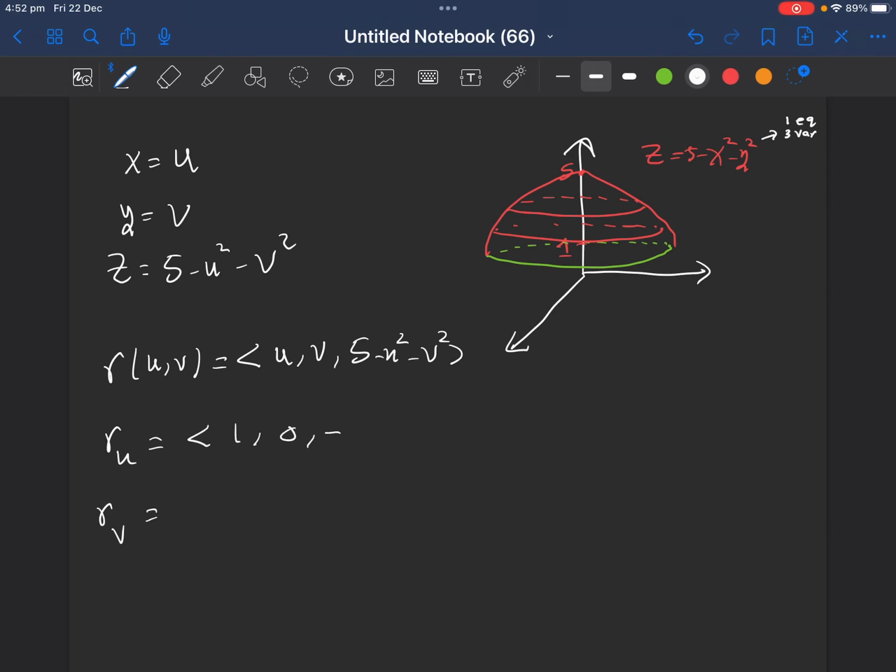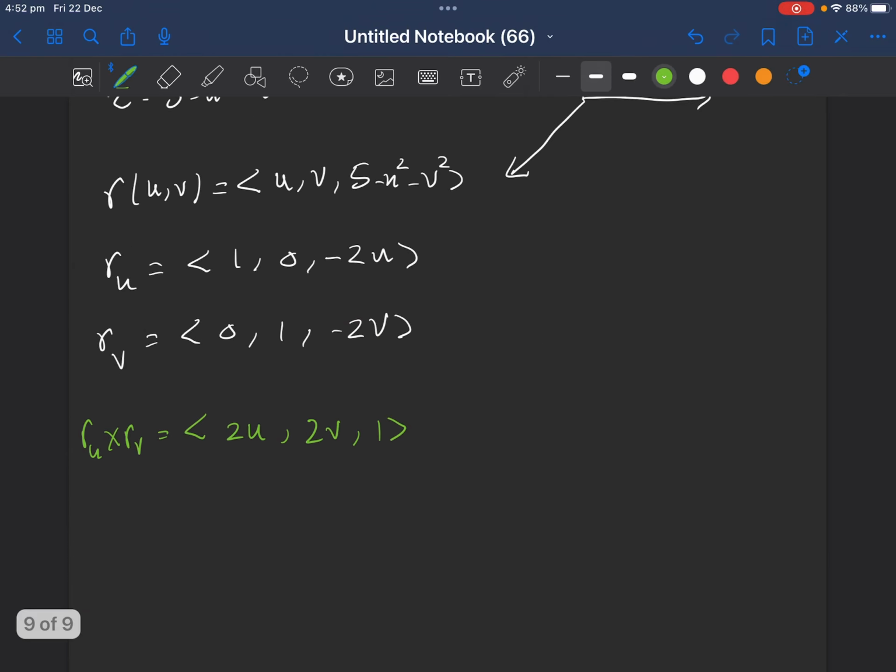RU will be 1, 0, minus 2u. RV will be 0, 1, negative 2v. And next, we need to find the cross product. So if we find the cross product, it will be 2u, comma, 2v, comma, 1. And of course, the last step, we need to find the curl times this one.